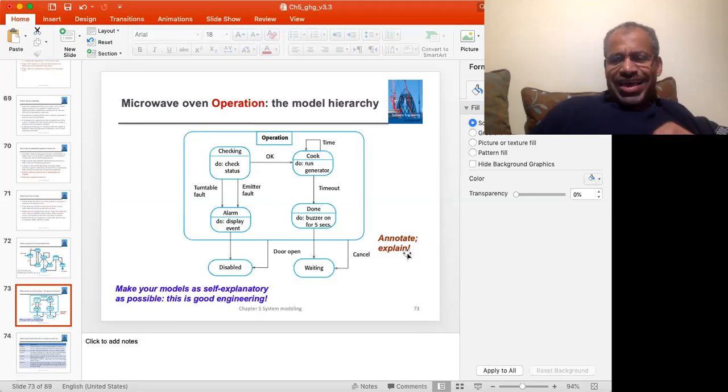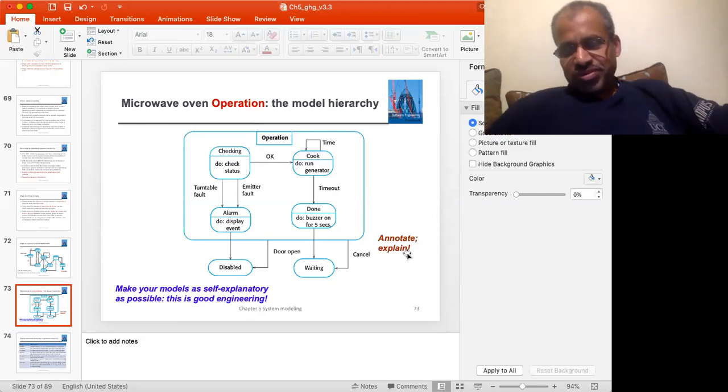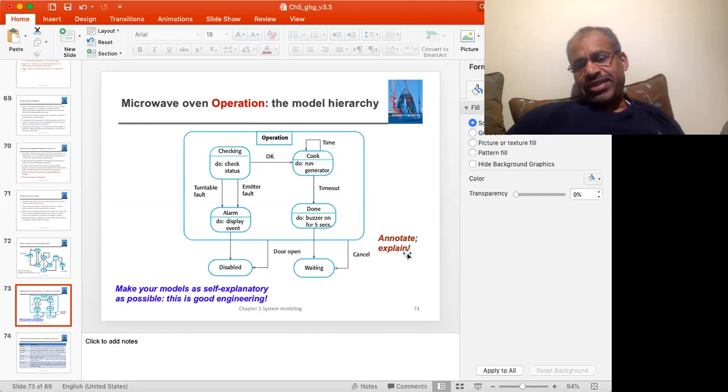I'm saying here, annotate and explain. It's not enough to just have a set of pictures and some nice boxes and arrows and circles and what have you. You need to add annotations and labels so that when people read your model, they can make sense of them. These models are not meant for the computer. We're not going to feed these diagrams into a compiler, although there are some developments where you describe your programs visually. But these visual diagrams are intended for human users. So they need to be understandable.